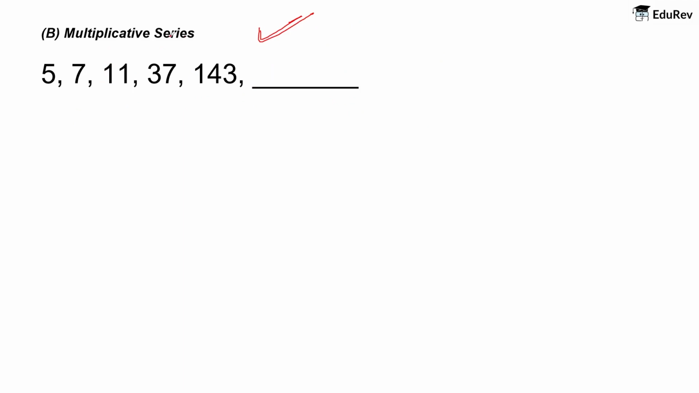Next type of series that you will find is multiplicative series, or also you can call this as division pattern type of series. See, what is the difference? If I reverse the multiplicative series, it will become the division series, right? So they are one and the same thing. That is why I have kept them under one single title, that is multiplicative series. Okay, so if you look at the first pattern over here, 5, 7, 11, 37, 143, and so on.